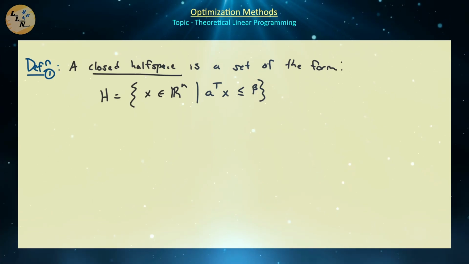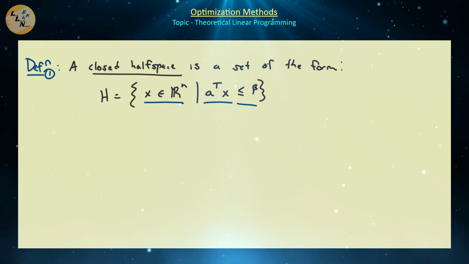Now let us introduce the first theoretical construct that we're going to be using to discuss the theory of linear programming, and that's what we call a closed half-space. So a closed half-space is a set of the form H equal to the set of all vectors x in the vector space R^m that satisfy the equation a^T x is less than or equal to some constant beta. So that's going to be a set of vectors that satisfy some inequality.